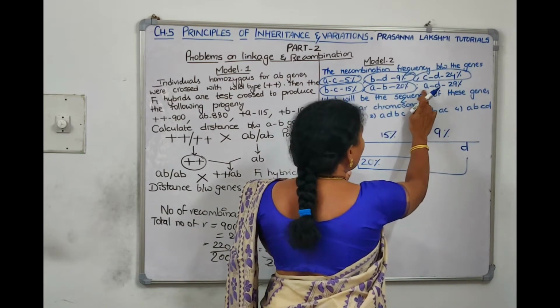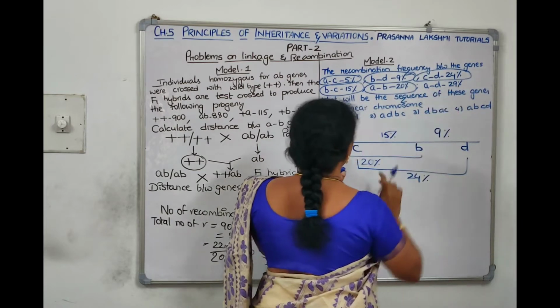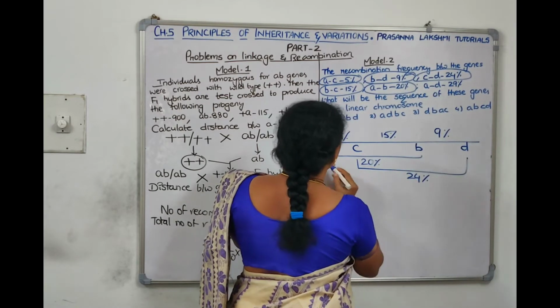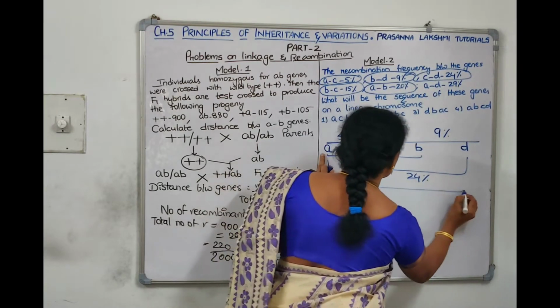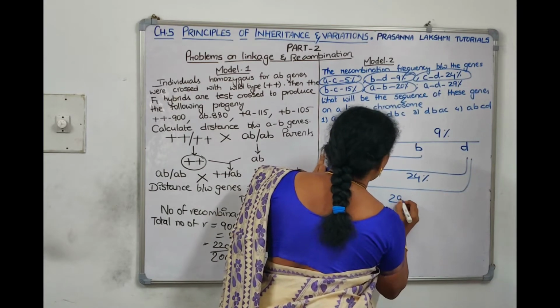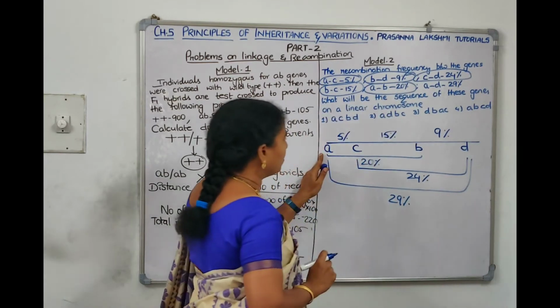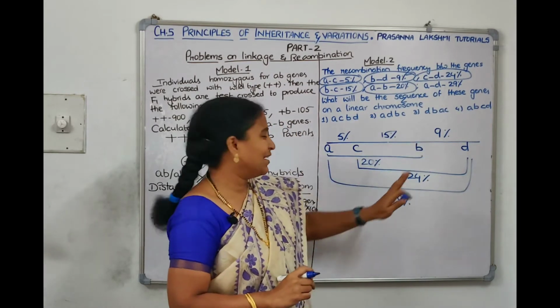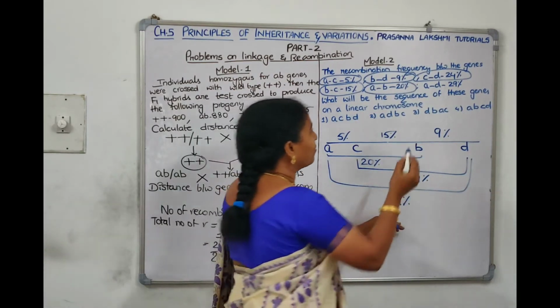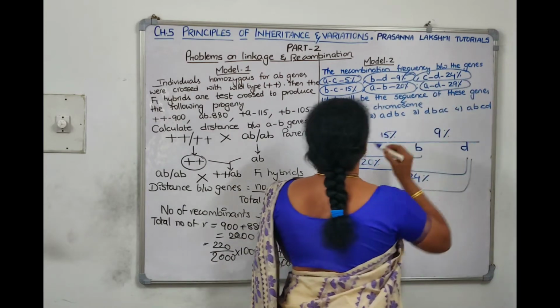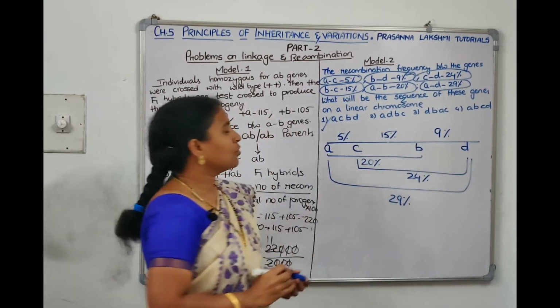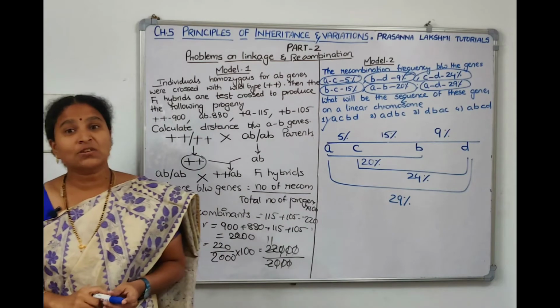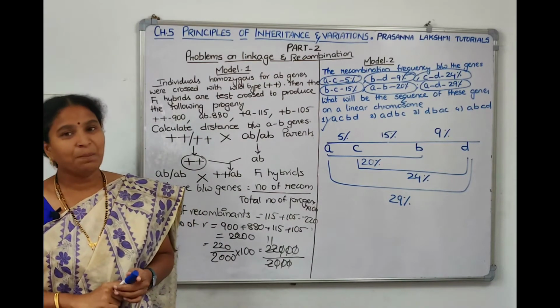Then finally A and D are separated by 29. Here is A and here is D. They're telling that A and D are separated by 29 map units, 27% recombination. So let us total: 15 plus 5, 20, 20 plus 9, 29. So 29 is also working out. That means the answer is nothing but the first option. So the order of genes on a linear chromosome is A, C, B, D.